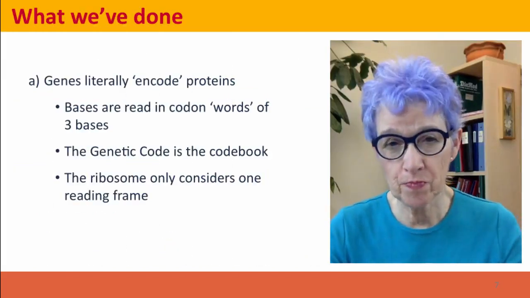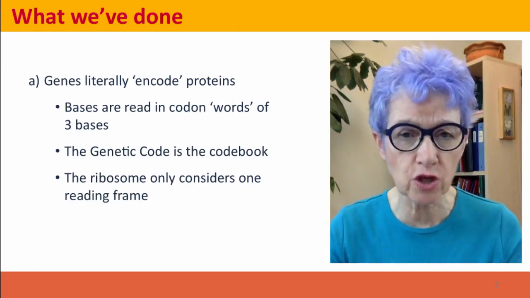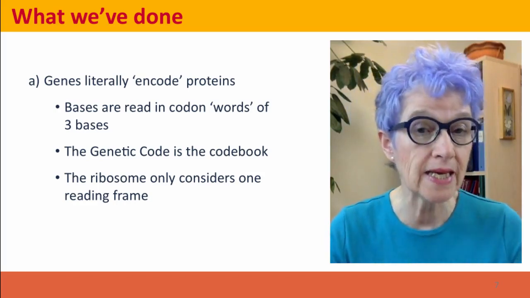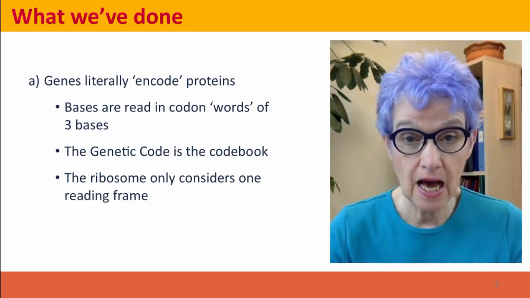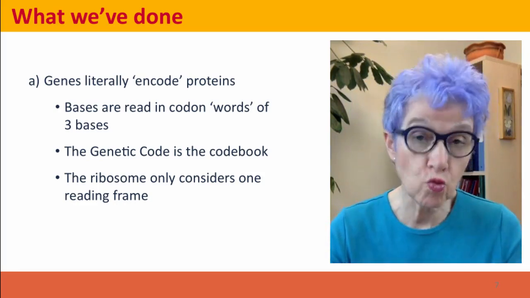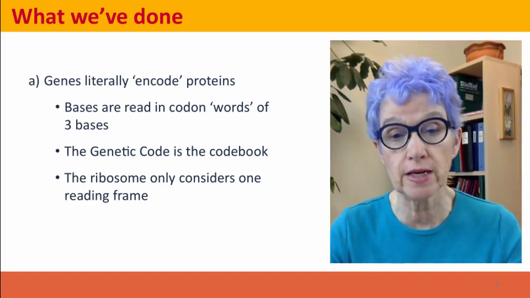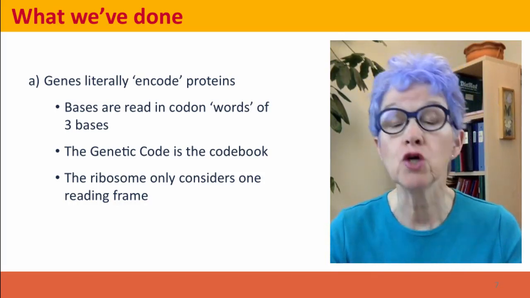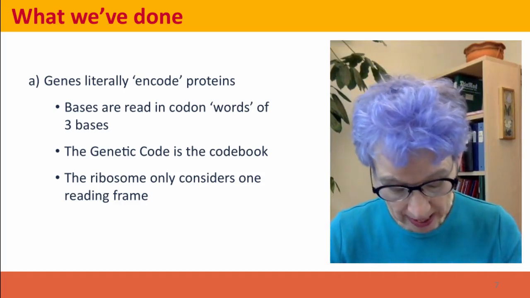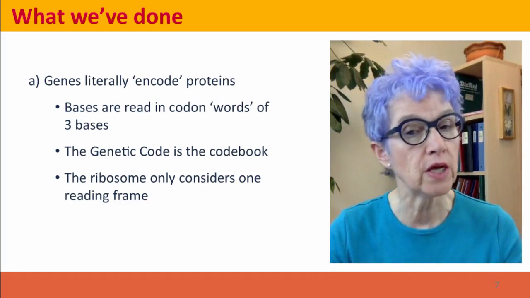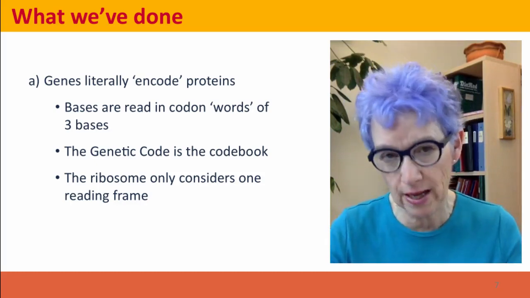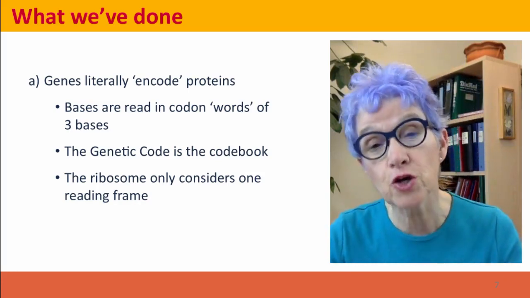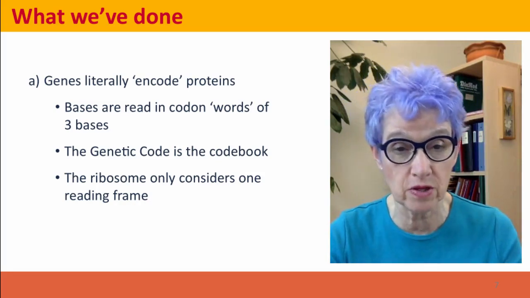So what we've done, we've talked very much in the language of information. We talk about coding, we talk about reading, we talk about translating codons or words. So really, literally, genes do encode proteins, going from one language, the language of nucleotides, to the language of amino acids. And the code is read in words that are groups of 3 bases. It's as if in our language all the words were 3 letters long. The genetic code is the code book that translates the language.